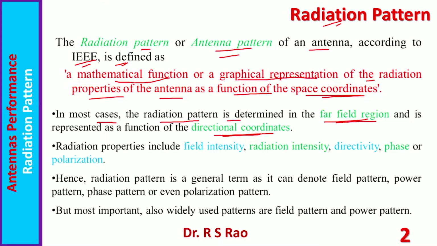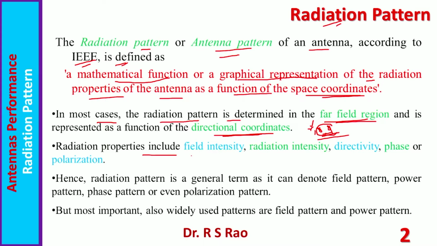Notice in antenna theory, the spherical coordinate system is used far more frequently than any other coordinate system. The coordinates of the spherical coordinate system are r, theta, phi. R is the radial coordinate, theta is the polar coordinate and phi is the azimuthal coordinate. Theta, phi together are called directional coordinates. So pattern is most of the time a function of theta and phi.